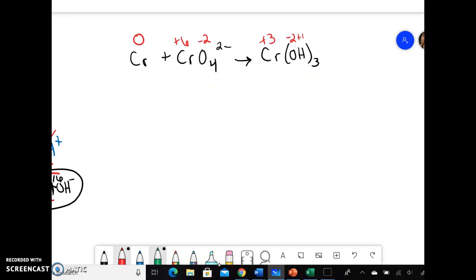All right, let's see what changed. Probably the chromium. Yep, this one went up, that got oxidized. This one went down, so that one got reduced. And let's pull out our half reactions.